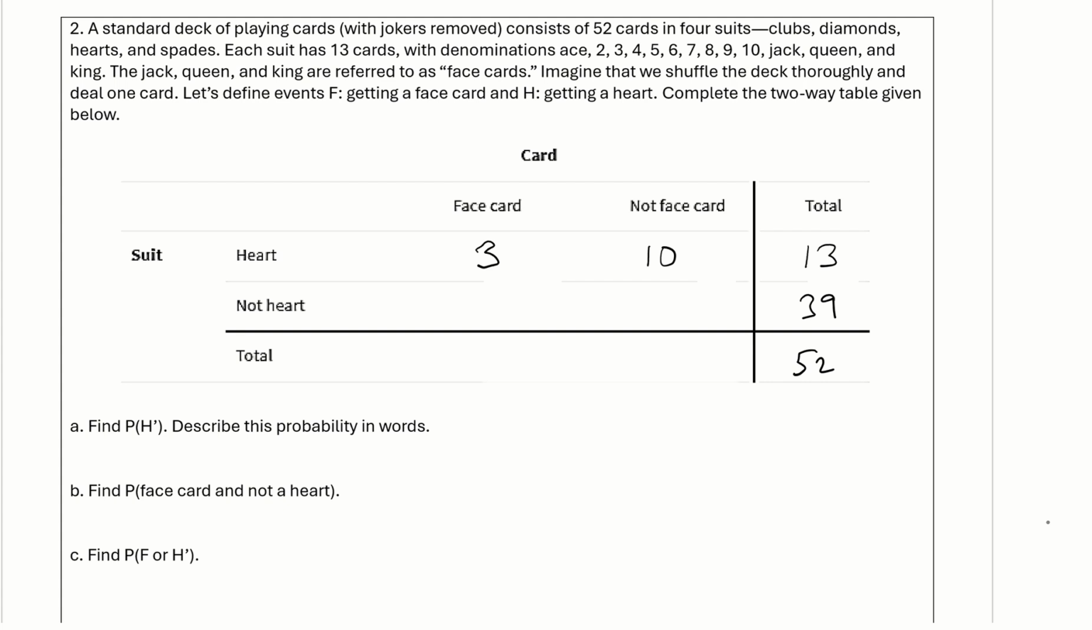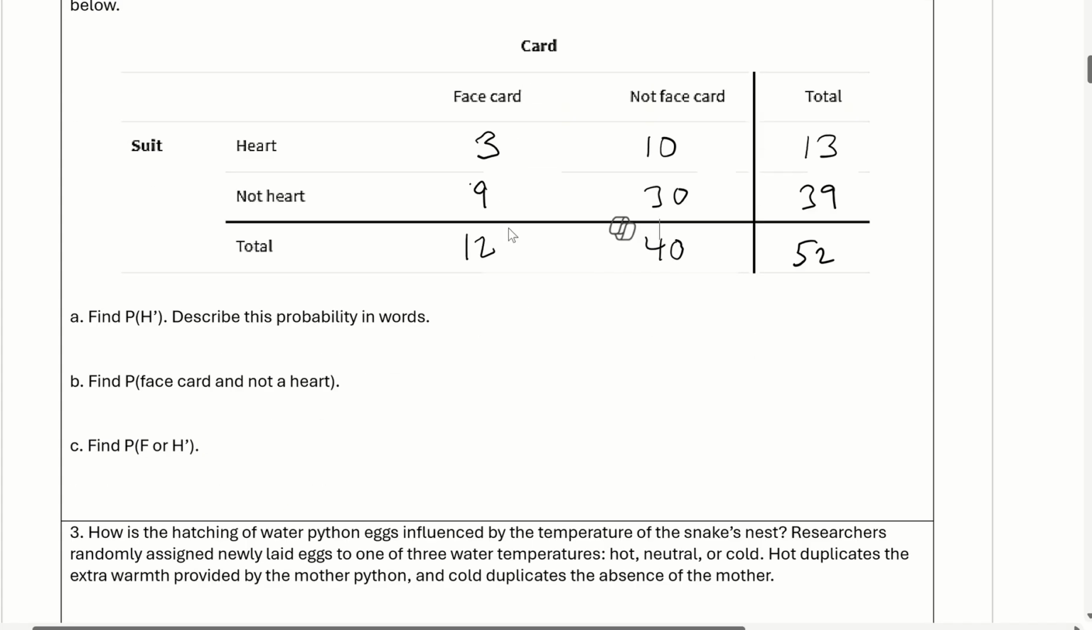Keep in mind that there's 12 face cards in total because there's 4 suits, so that's 9 for non-hearts. And there's 40 non-face cards, so there has to be 30 for non-heart non-face cards. All right, so that's the two-way table.